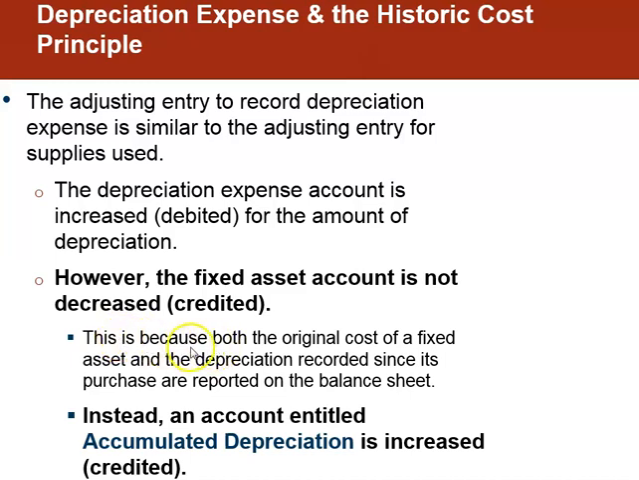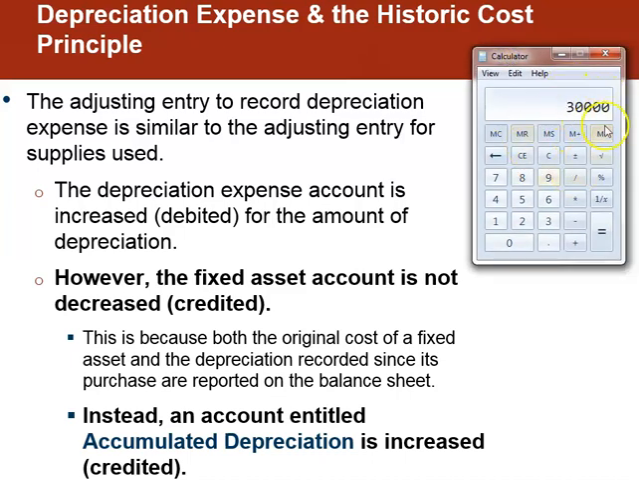It says this is because both the original cost of a fixed asset and the depreciation recorded since its purchase are reported on the balance sheet. What we're going to do is we're going to use an account called accumulated depreciation, which is increased. So what we're going to show here is the asset at 30,000, and we're going to show accumulated depreciation with a credit balance of negative 6,000. So our net assets would be 24,000.